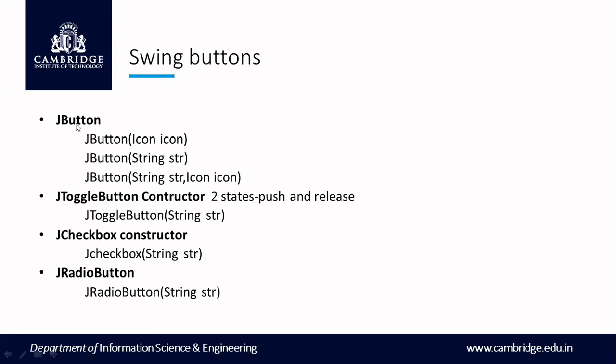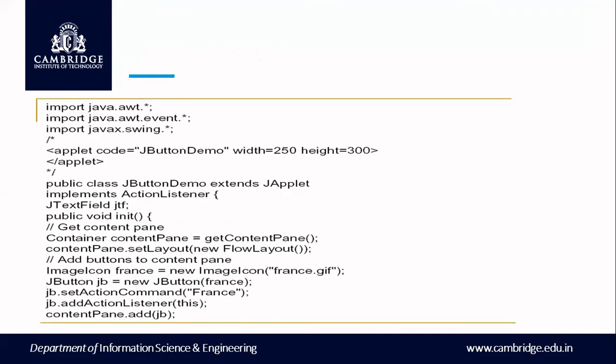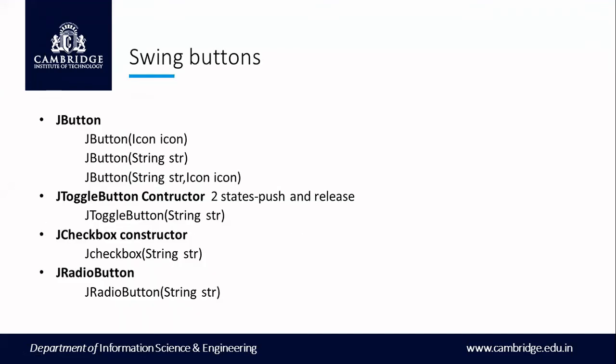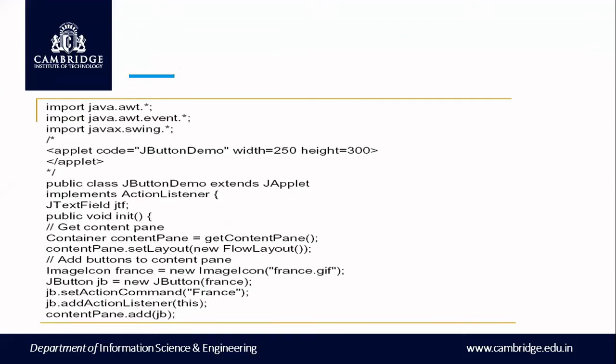So quickly summarizing, what are the Swing buttons? JButton for a normal button, JToggleButton, JCheckBox, and JRadioButton. So these are the different buttons that are available. Please remember, just go through all these buttons. Next, we are going to see a program to demonstrate the working of these buttons, how to create them. Please go through all these buttons once. Next, we can go for the program to see how these buttons and text fields are created.